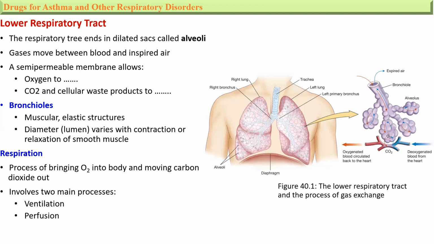The first slide explains the anatomy and physiology of the lower respiratory tract. A very important concept here is that the bronchioles are a muscular, elastic structure, which means there is a potential for this smooth muscle to relax and contract, and that results in increasing or decreasing the diameter of the bronchioles. So either the patient will have bronchoconstriction or bronchodilation.